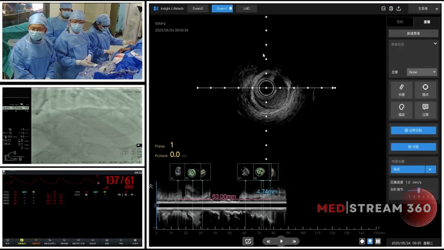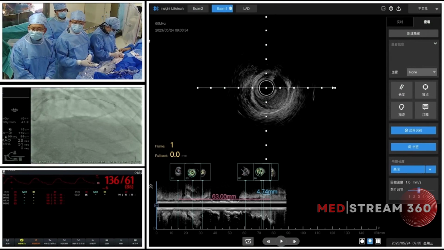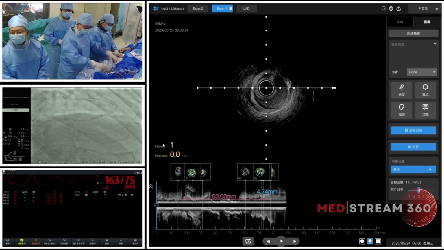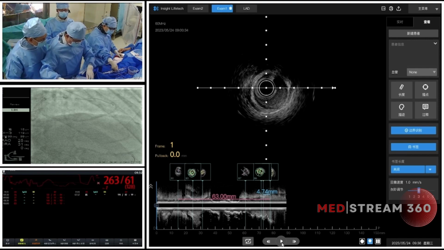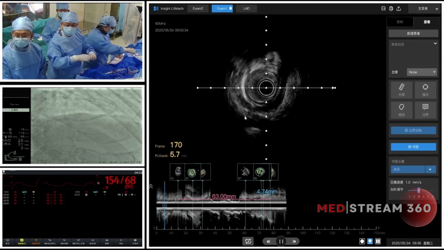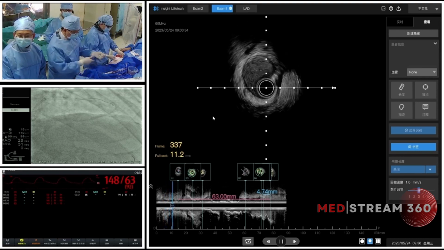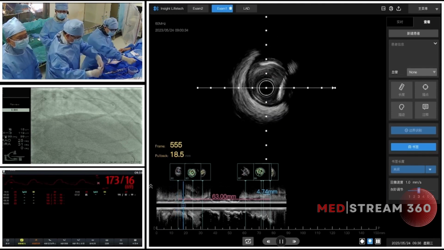This is a Chinese original IVUS system by Insight Lifetech. We can see there is a Chinese interface that we can use easily for our Chinese operators. And now we'll show the pullback. This is the distal part of the lesion. And we can see the myocardial bridge in the distal part.